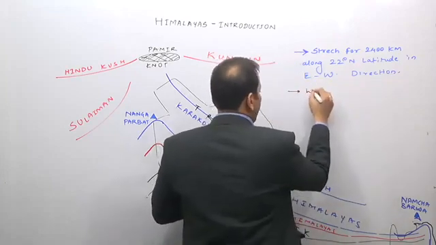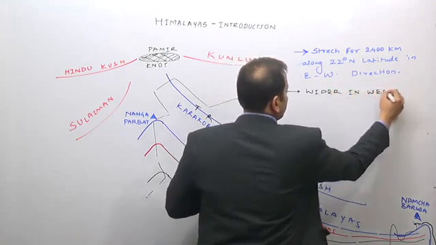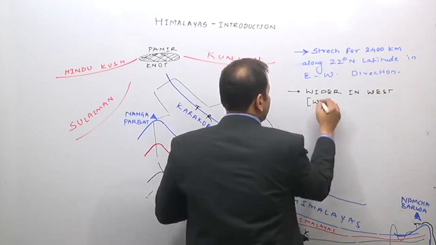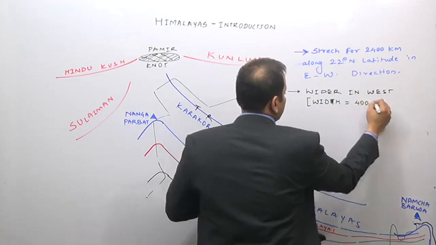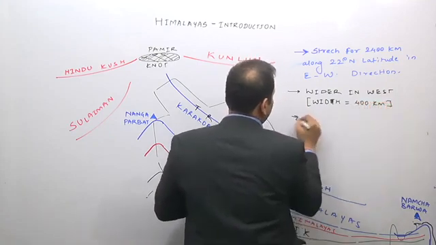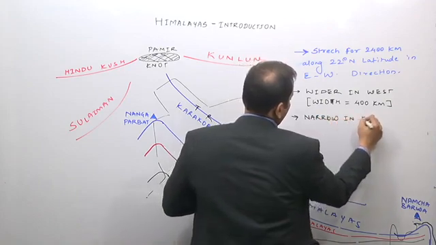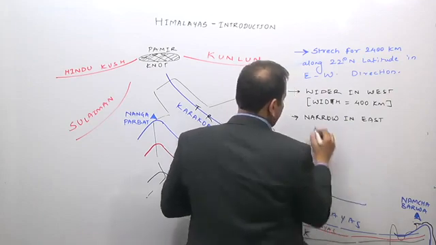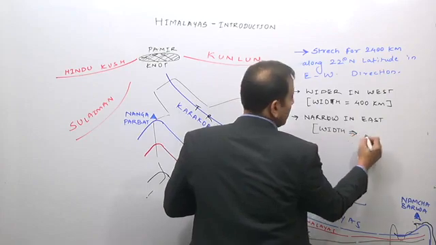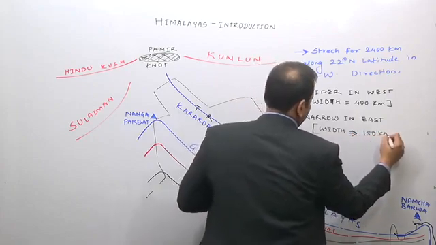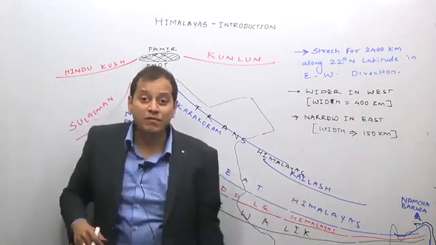So they are wider in the west, where the width of the Himalayas is somewhere around 400 kilometers, while they are narrow in the east, where the width is somewhere around 150 kilometers.